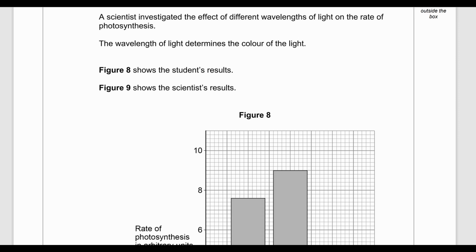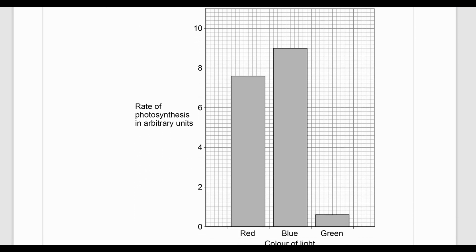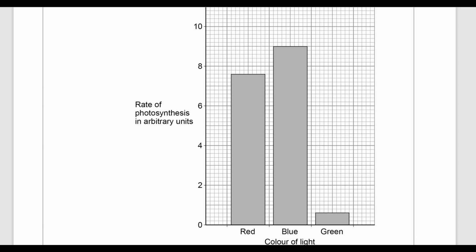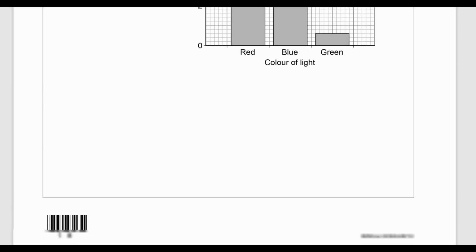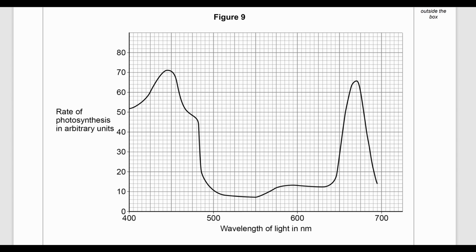A scientist investigated the effect of different wavelengths of light on the rate of photosynthesis. The wavelength of light determines the color of the light. Figure 8 shows the student's results. Figure 9 shows the scientist's results. So let's look at figure 8 first. You can clearly see that we've got a bar chart there. Let's look at figure 9. We can see that we've got a line graph there.